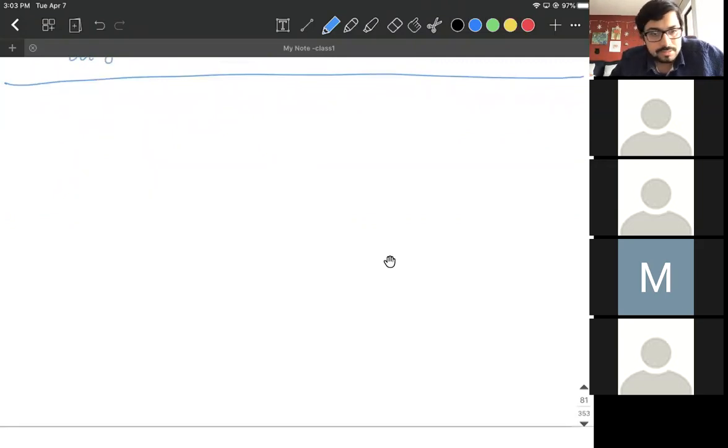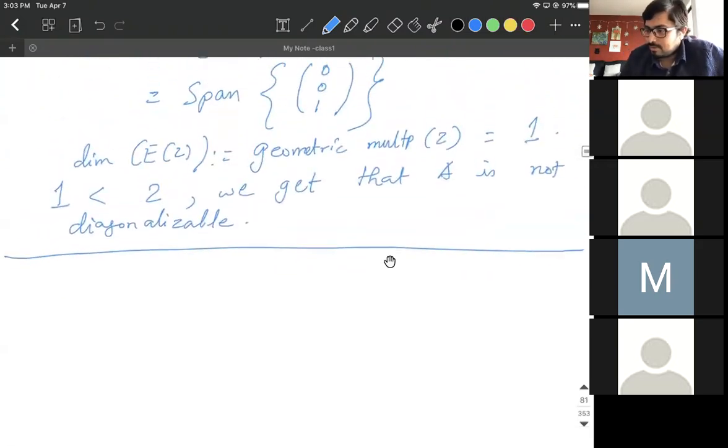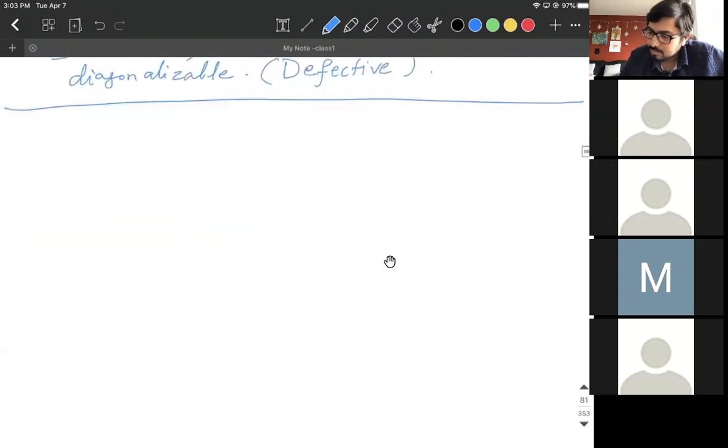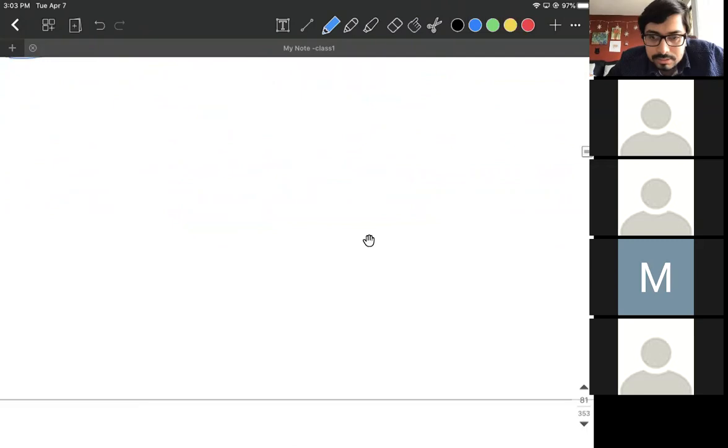Okay, so that's an example of a matrix which is not diagonalizable, or defective, if you want to call them that. Okay, so let's move on to something a little bit more involved. So we will solve this problem.